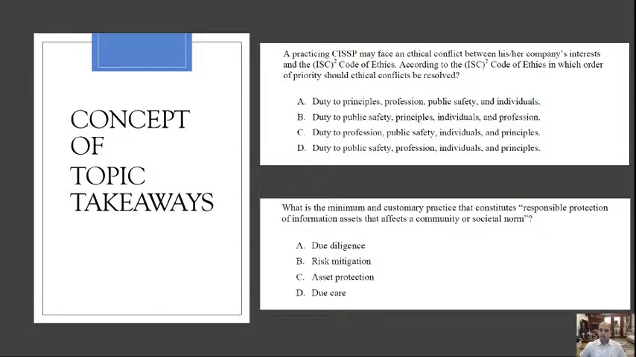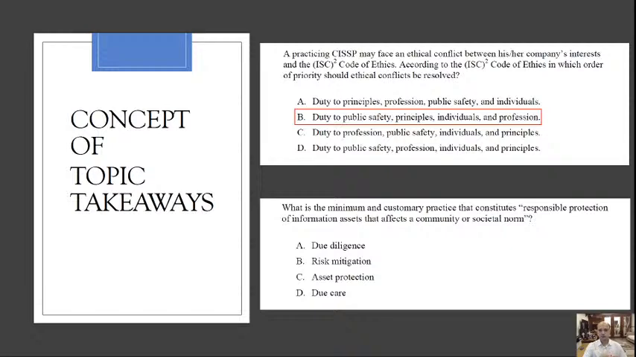So if you go into detail and you have already gone through this topic, then you can easily pinpoint that this question is majorly based on the process sequence given in the ISC Square Code of Ethics. So the topic here is the ISC Square Code of Ethics, but the takeaway here is duty to public safety, principles, individuals, and professional, the sequence of these ethics, right? So this is what we call topic takeaways. Okay, like in the second question also.